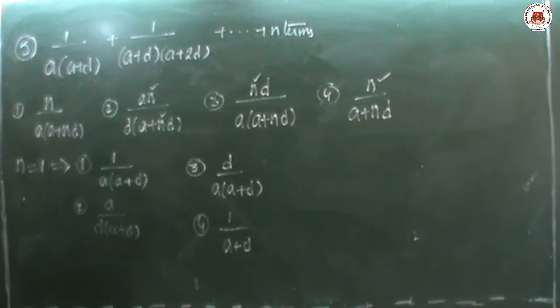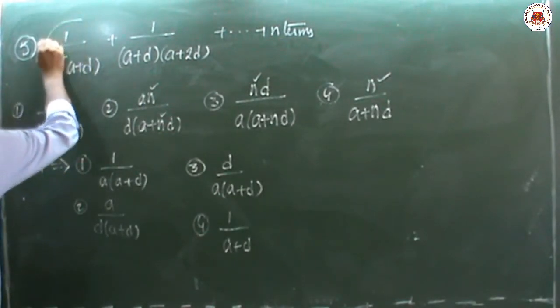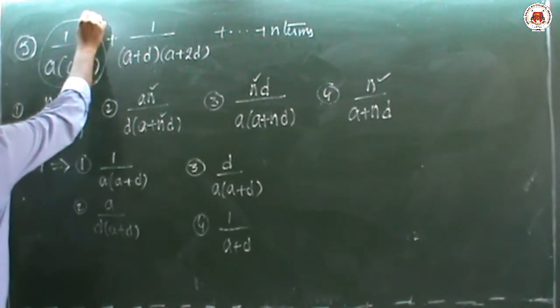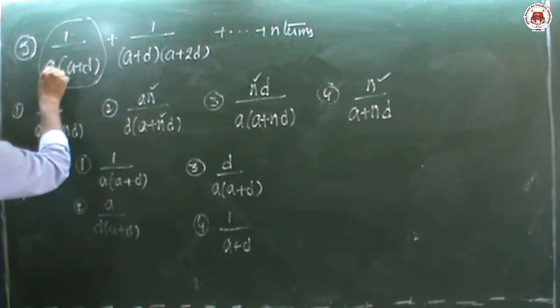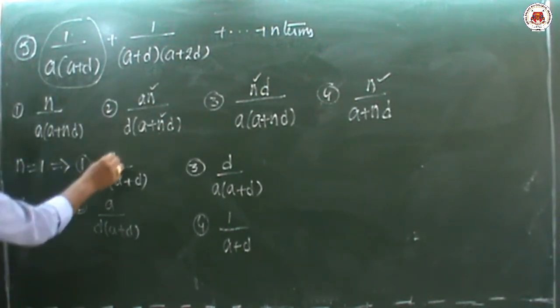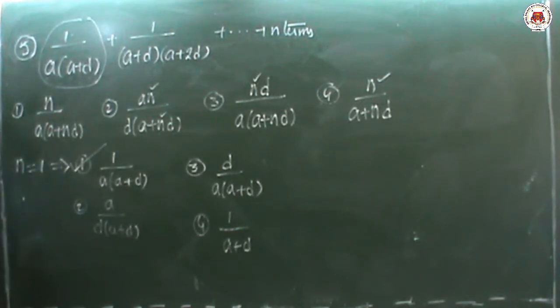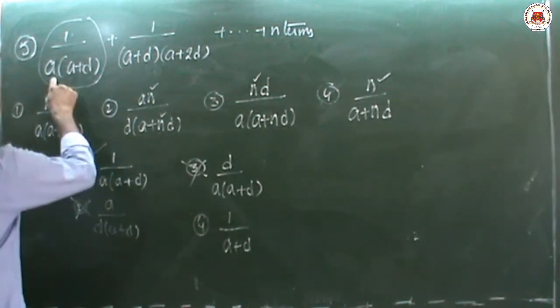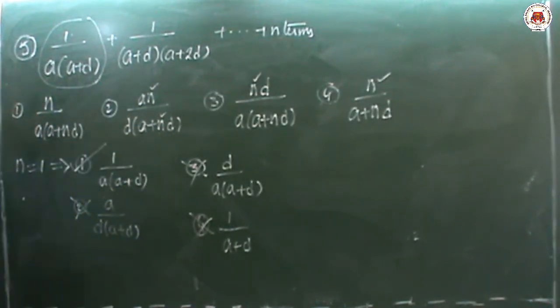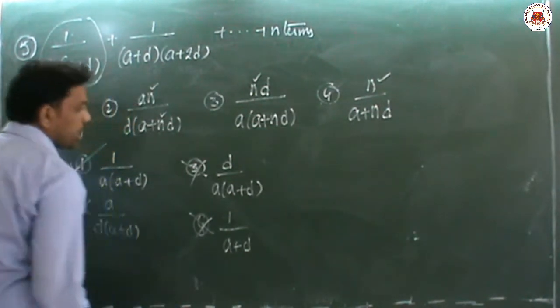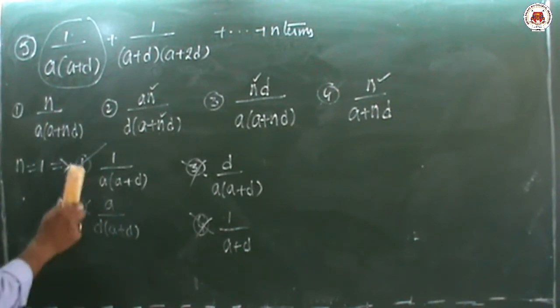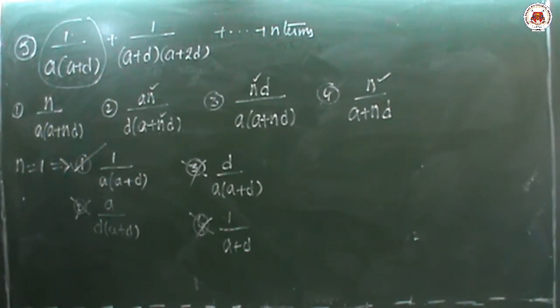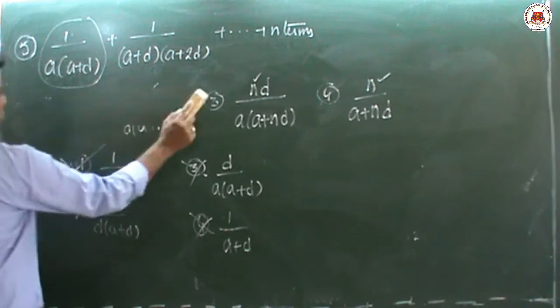Now check out my rationale. n equal to 1 means the first term. Here what is the first term? 1 by a into a plus d is the first term. The others are not 1 by a into a plus d. What is the answer? 1 by a into a plus d. My dear children, it is the easiest way to solve the problems. Now we go to the next question.